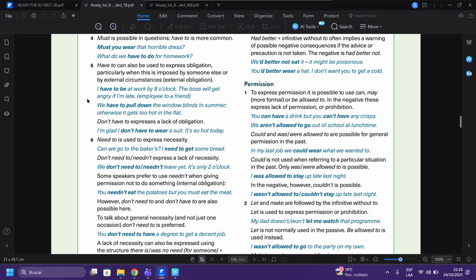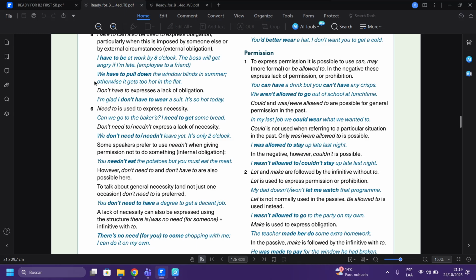Number five, have to can also be used to express obligation, particularly when this is imposed by someone else or by external circumstances, like an external obligation. For example, I have to be at work by 8 o'clock. The boss will get angry if I am late. I mean, the employee to a friend. Or we have to pull down the window blinds in summer, otherwise it gets too hot in the flat.